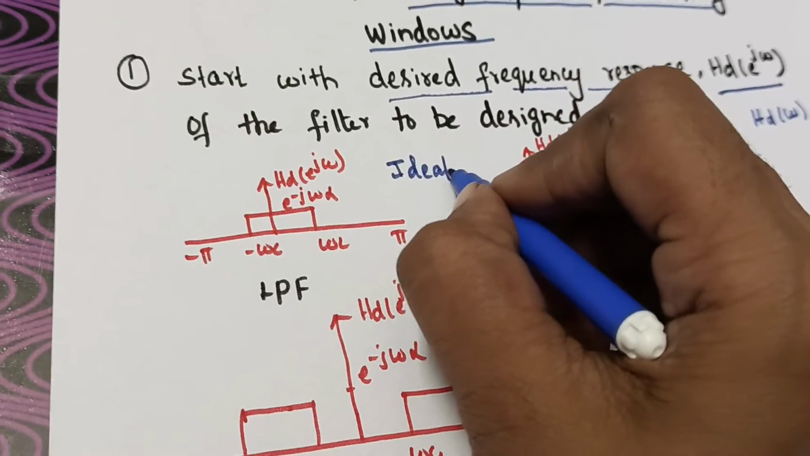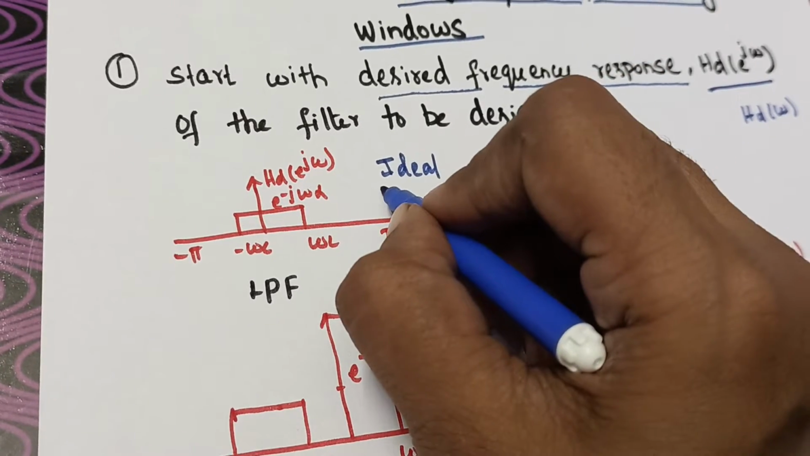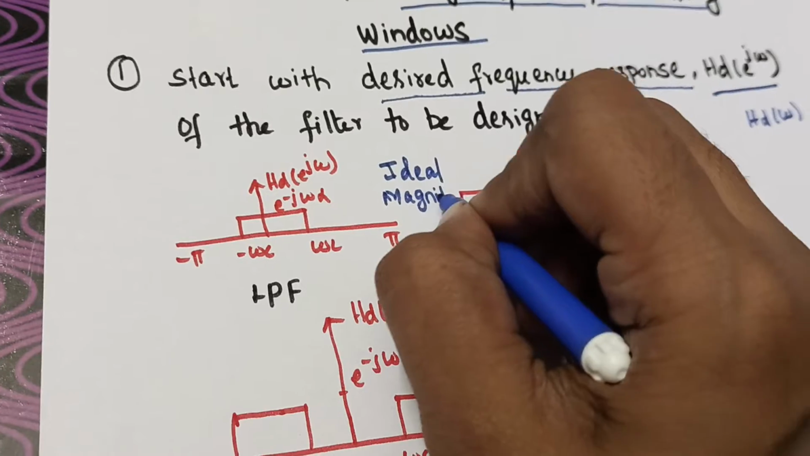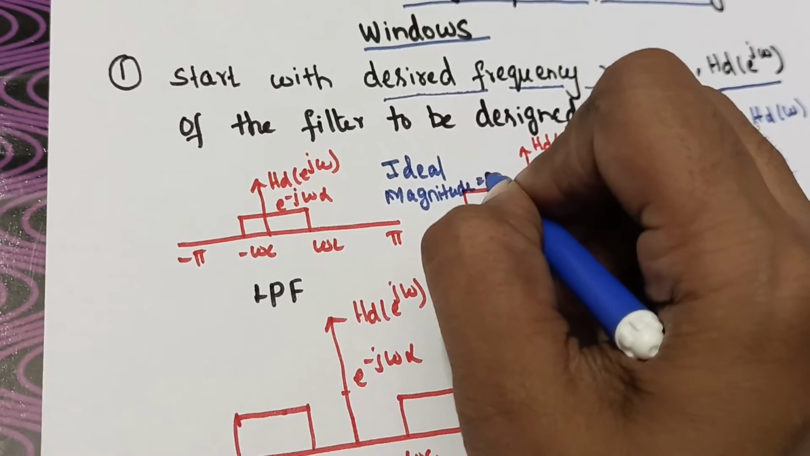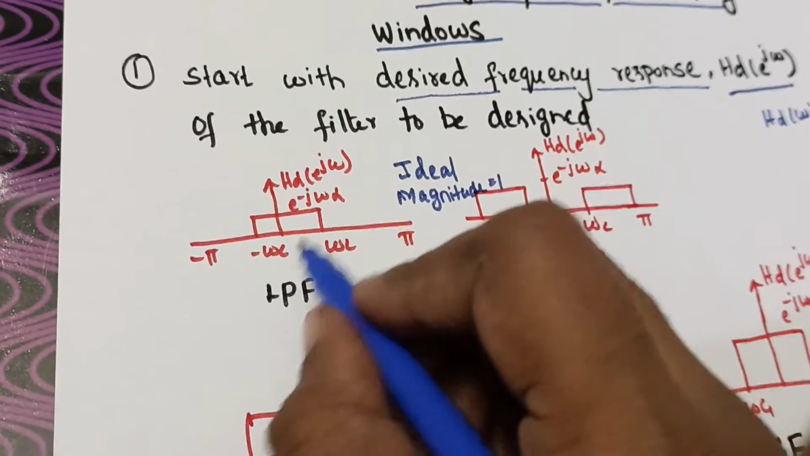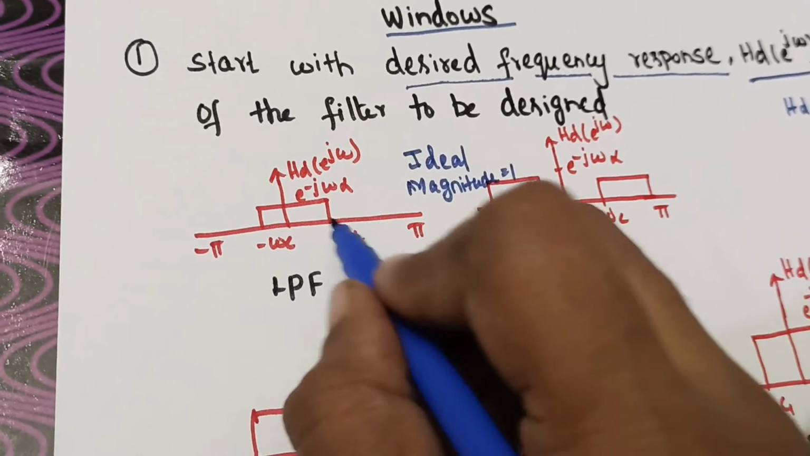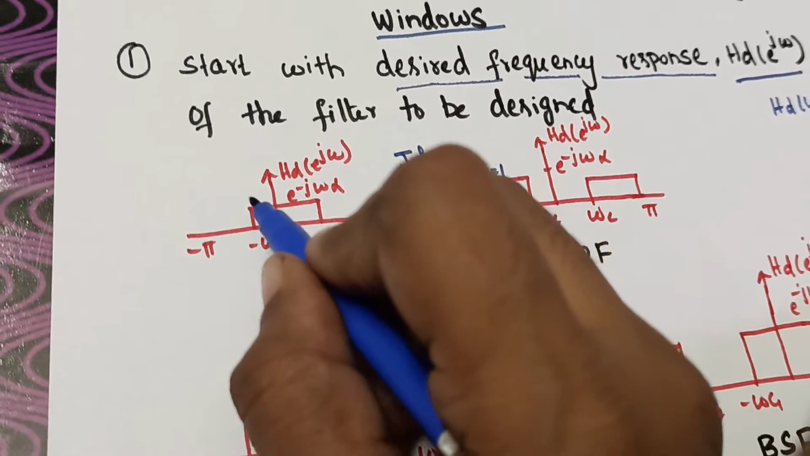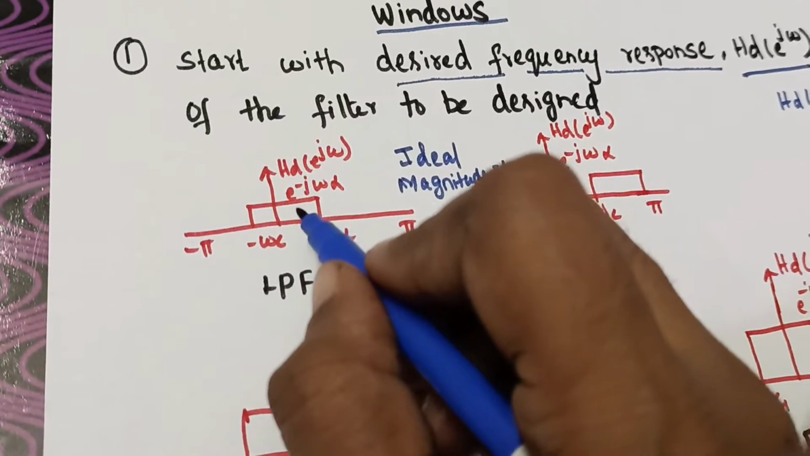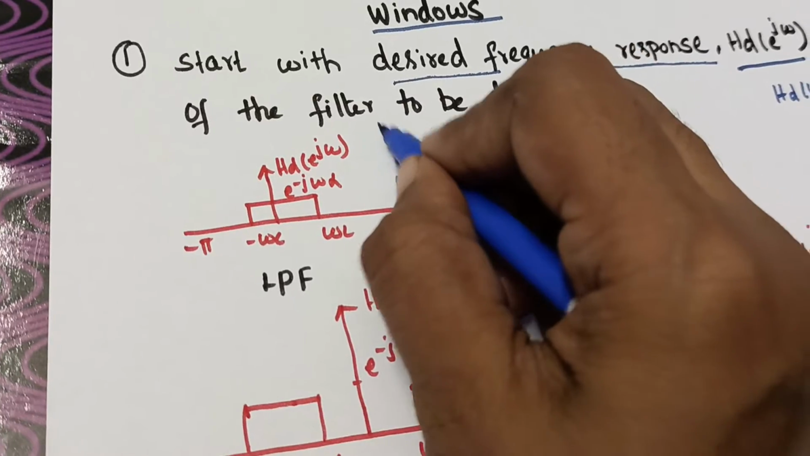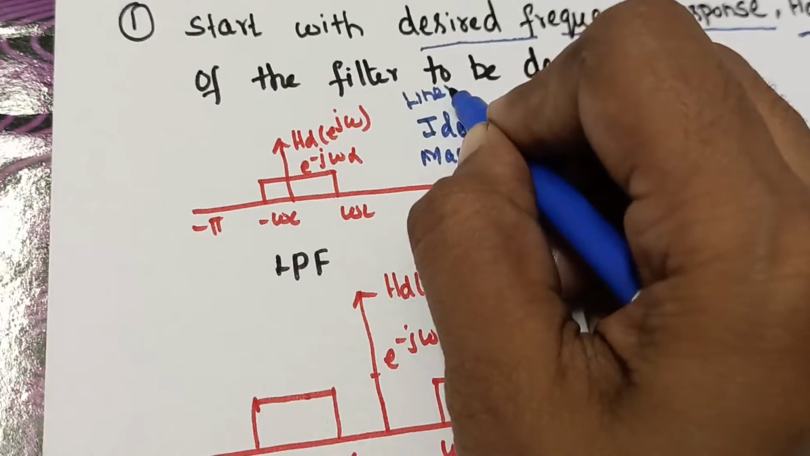Now, usually if the filter is considered to be an ideal filter, the magnitude value should be taken as 1 in the passband. So, if it is an ideal filter, from minus omega c to omega c, you consider the magnitude as 1. The second case is the linear phase FIR filter.